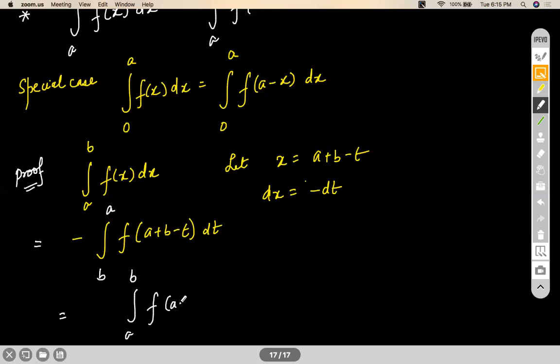And now there is nothing in the name, so I'll put my t back as x. Now, many people say, oh, wait. Your t was a plus b minus x, right? How can t become x again? This is what I was telling a little while ago, that many people raise eyebrows when I use that nothing in the name property. See, try to understand here.